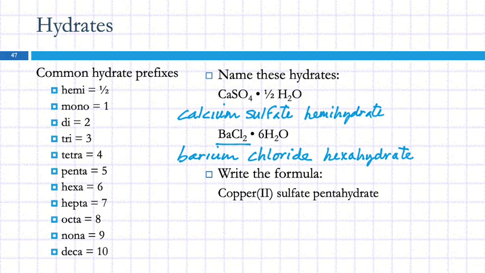We should also be able to write the formula from the name. So copper(II) sulfate, copper(II), Cu2+. The Roman numeral is the charge. And sulfate, cheat and peek up here, sulfate is SO4, and it has a 2 negative charge. Those have equal magnitude, so we just need one of each of those. So CuSO4, dot, penta means 5, hydrate means water, 5H2O.